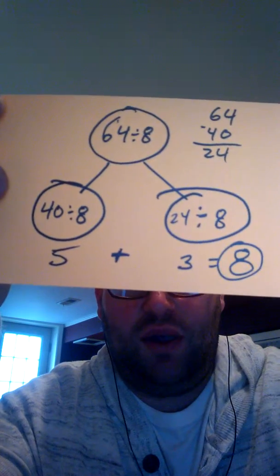Work with your partner to solve. What is 64 divided by 8? So you do 40 divided by 8, which is 5, plus 3 equals 8. And that is what our answer is. 64 divided by 8 equals 8.